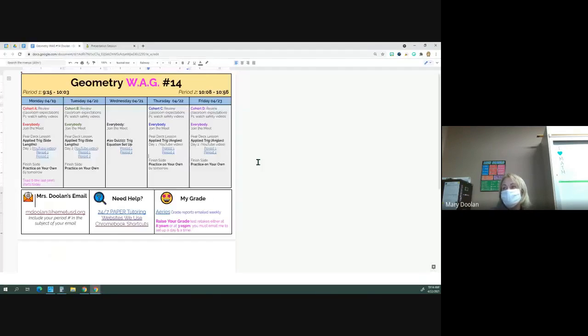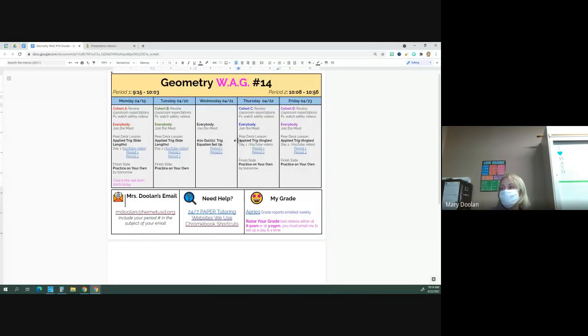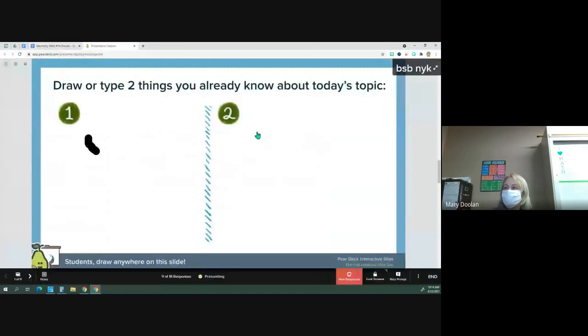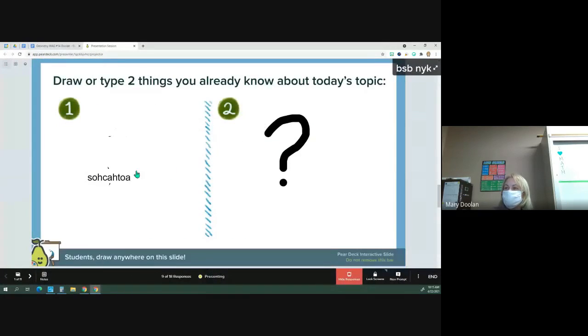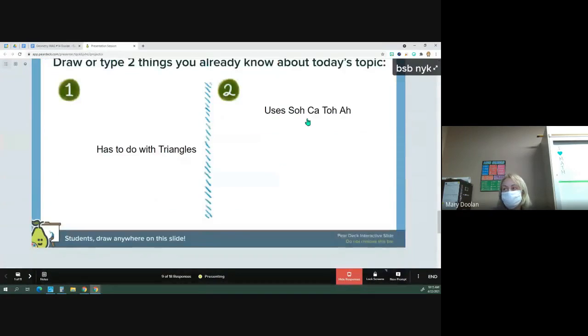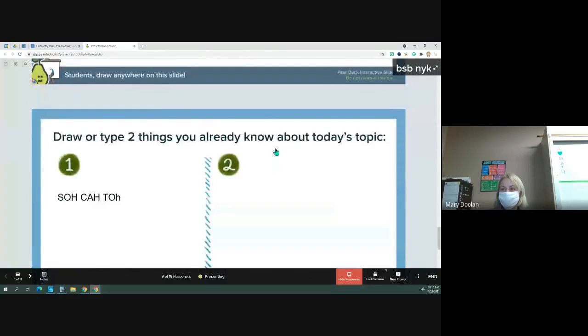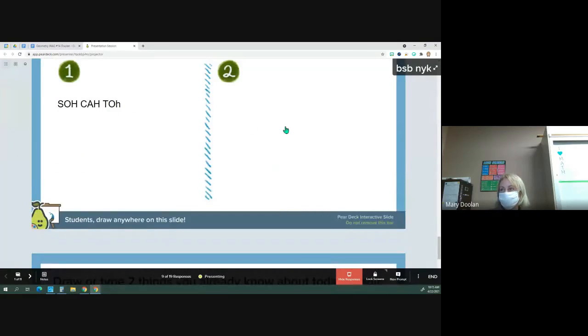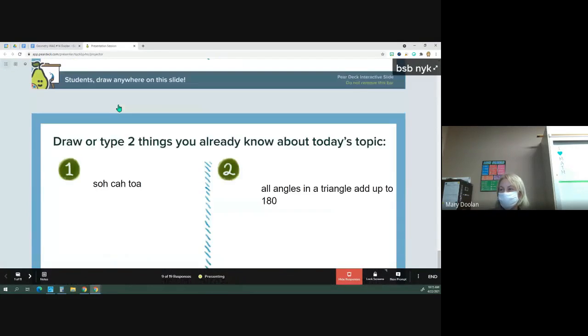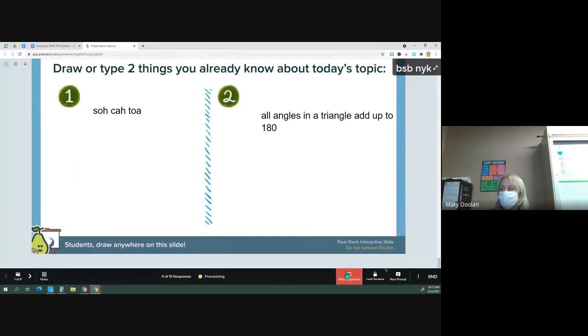So you can go back to the week at a glance and look here. I'll list it out. Applied trig angles. SOHCAHTOA, yep. That's not how you spell it, but yes, SOHCAHTOA is what we're using, and it has to do with triangles. That's an A at the end. All angles in a triangle add up to 180. Okay, so good.